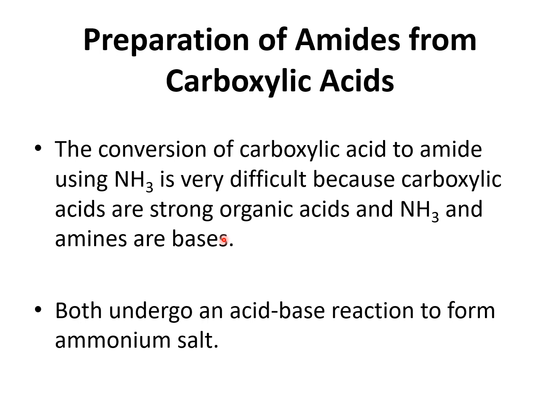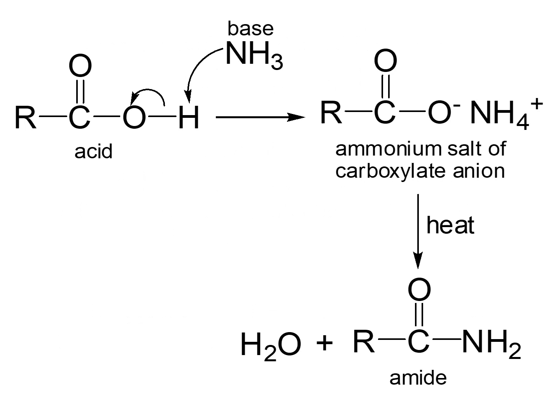If you still remember in the carboxylic acid topic, the conversion of carboxylic acid to amide using amine is very difficult because carboxylic acids are strong organic acids while NH3 is a base. So both undergo an acid-base reaction to form ammonium salt. We call it an acid-base reaction. Now the mechanism is the base gets protonated to form the ammonium ion, and then we have this carboxylate anion. Heating will give you the amide and the byproduct will be water.